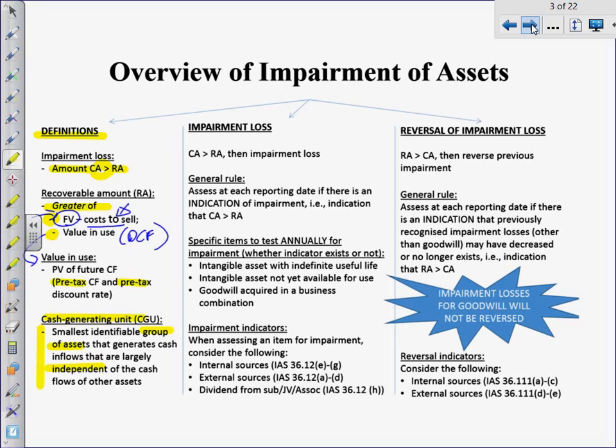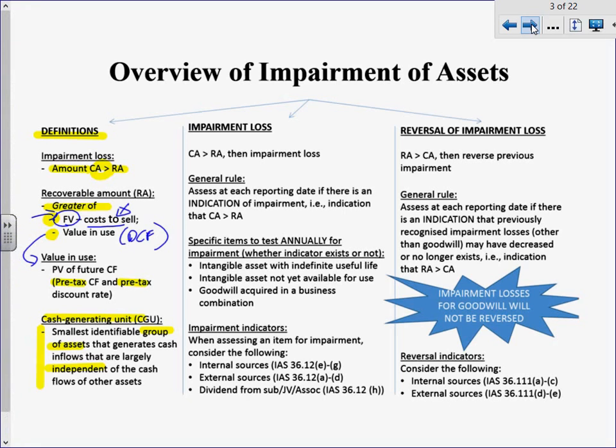Right, let's now look at information specific to impairment losses. So an impairment loss, remember, if carrying amount is bigger than recoverable amount, then you have an impairment loss. General rule is that you don't do an impairment test every year, but you will assess at each reporting date if there is an indication of impairment, okay? i.e. an indicator that a recoverable amount will be less than carrying amount. So some items you must test for every year. And when I say test, I mean you go and calculate the recoverable amount, calculate the carrying amount, and do the comparison. That's an impairment test.